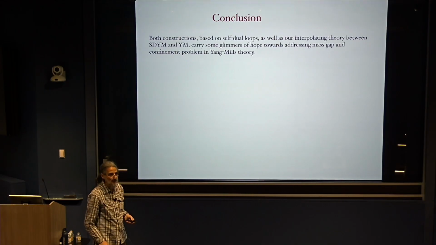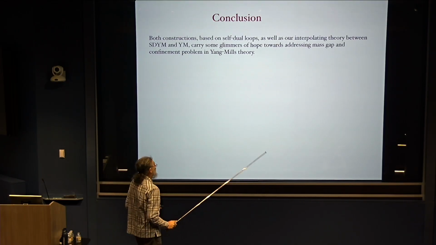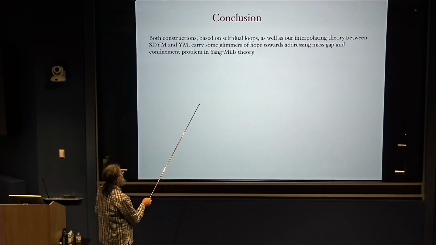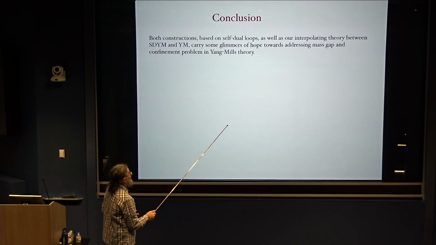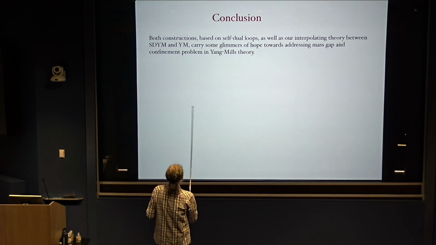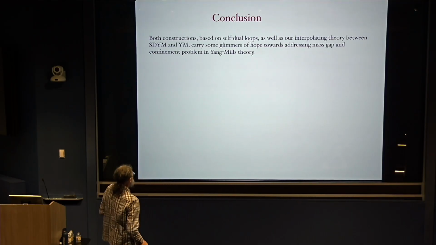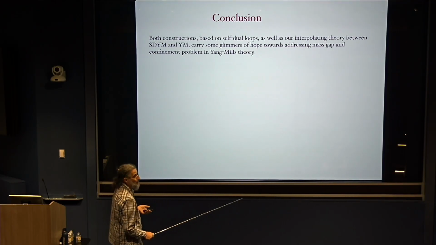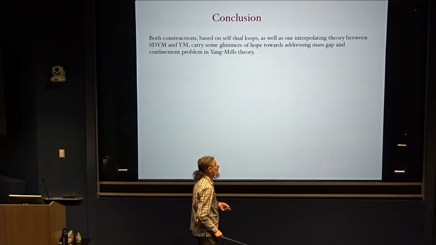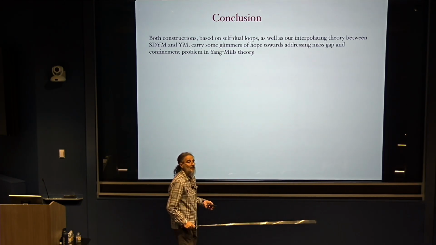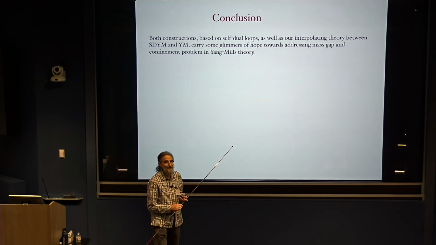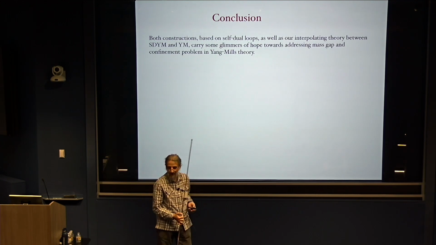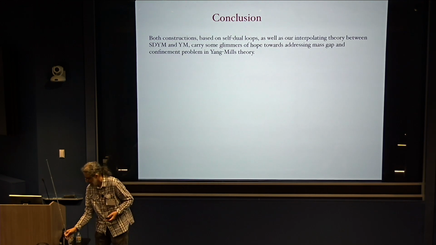So I'm actually done. I will answer that question. So both constructions, I think, the one based on the self-dual loops, as well as the interpolating theory between self-dual Yang-Mills and Yang-Mills, in my opinion, carry some glimpse of hope towards addressing the mass gap problem and confinement problem in Yang-Mills theory. I think they present at least something new. So this is all I wanted to say, and I can take questions.